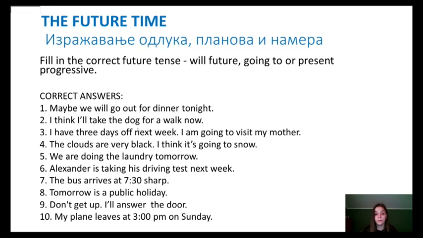Now we can conclude that usually for the fixed events, for something that is scheduled, we are using present simple. For spontaneous decisions, we will use will. For intentions, we are using be going to. And for the future predictions, we are using present continuous, present progressive.